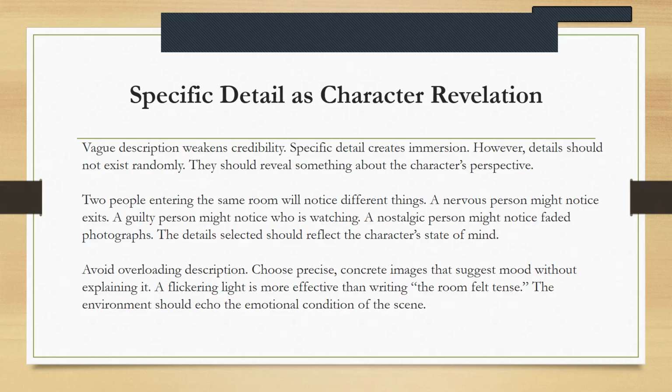Avoid overloading description. Choose precise, concrete images that suggest mood without explaining it. A flickering light is more effective than writing "the room felt tense." The environment should echo the emotional condition of the scene.